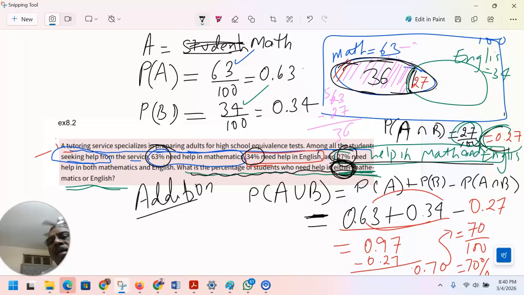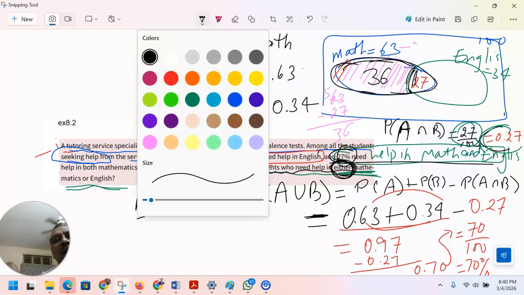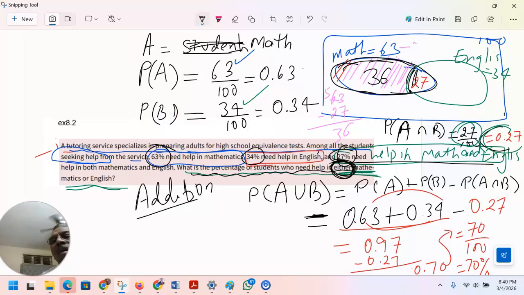Yeah, this is maths. And what about students who take only English? That means here 34, I have to take away 27 because we want to know only this space. So if I take 27 here, we get 7. See?